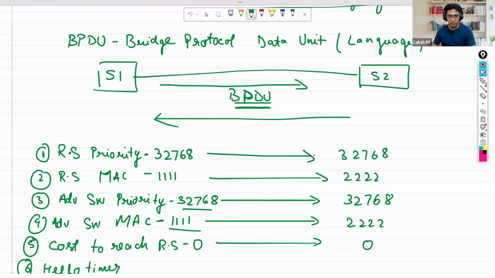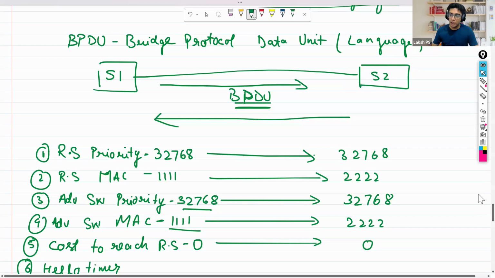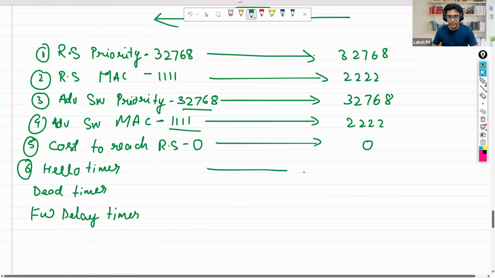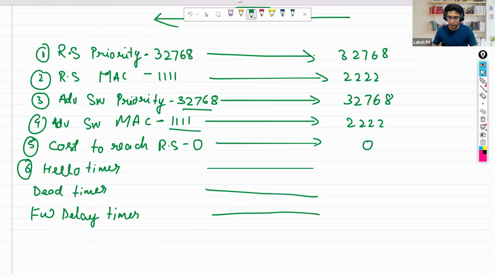The cost is 0. Please remember, why is switch 2 assuming? As I said, the two switches are connected together for the first time. So switch 1 and switch 2 both are assuming themselves as the root switch. Switch 2 is also going to send its hello timer, its dead timer, and its forward delay timer. As I said, I will explain these timers later.